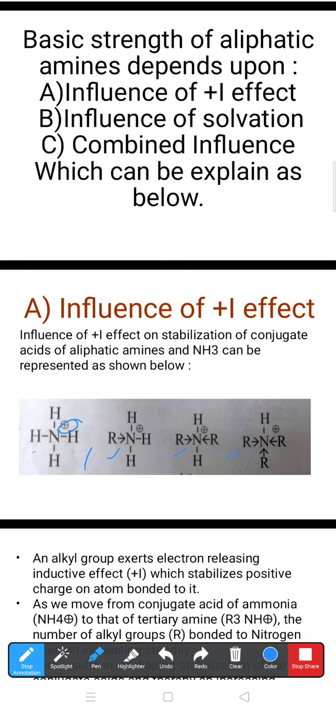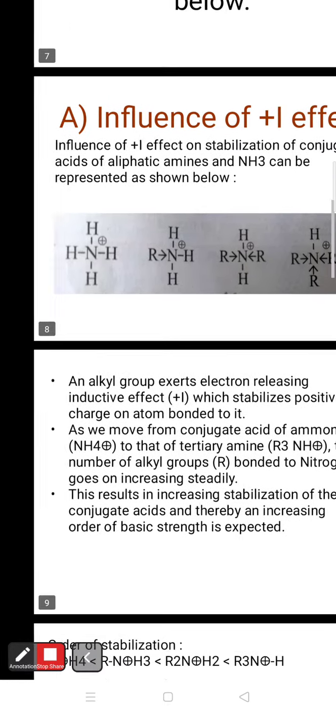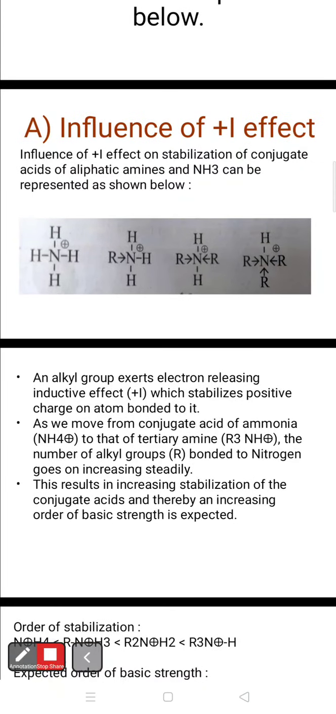Then in the third structure, the last one, R, R, R means three alkyl groups can be attached to the central nitrogen atom. Obviously, as the number of alkyl groups increases, the positive effect also increases. So from this we can understand that an alkyl group exerts an electron-releasing or inductive effect, plus I, which can stabilize the positive charge on the atom bonded to it.